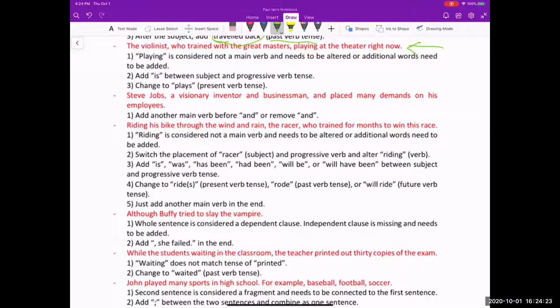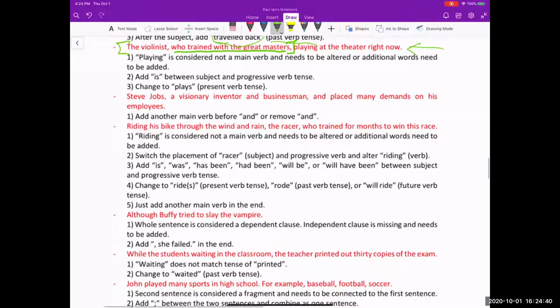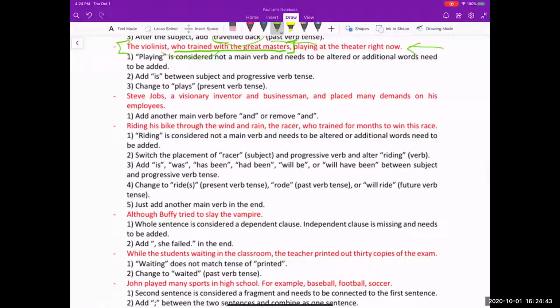So for this one, you know how this whole thing right here, the violinist, and you have this comma, and who trained with the great masters, right? That one is a modifier. There's no predicate in here. This is still the subject. This modifier modifies this subject. So modifiers, usually you can just X them out and the sentence should still be good. So if you read this as the violinist playing at the theater right now, that can work, but it sounds like something we've already seen.